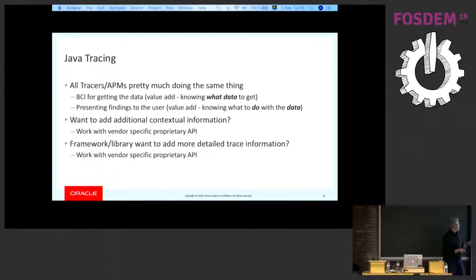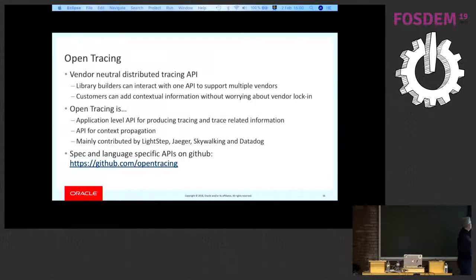Previously, if you wanted to add some contextual information, so you have your own application and you would really like to put some pieces of information into this distributed tracing, you would need to work with a vendor-specific proprietary API. Or if you, as a library vendor, wanted to add some special information, you pretty much had to work with one of the tracer implementations. So then came OpenTracing, which is a vendor-independent API, so that you can support multiple tracers with one API. And you can add contextual information without worrying about vendor lock-in.